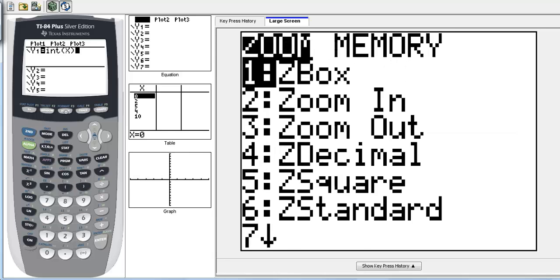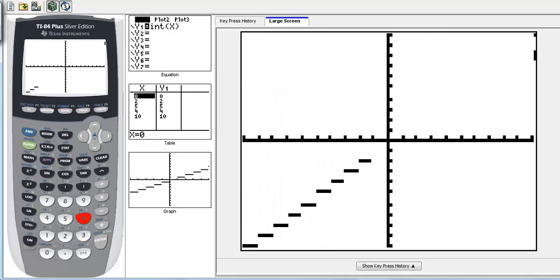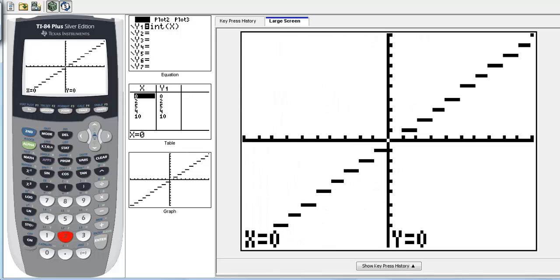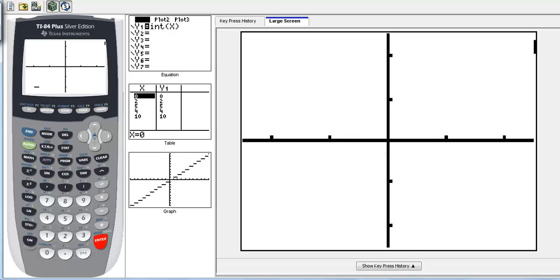And I'm going to go to zoom standard. And you will notice you have all the little steps here. And to see this a little bit better, I'm going to zoom in a little bit. I'm just going to hit zoom number 2, which is zoom in. And I want to zoom in on the origin, so I'm going to leave my cursor right here in the middle at 0, 0 and hit enter. And that's going to zoom in right on the origin.